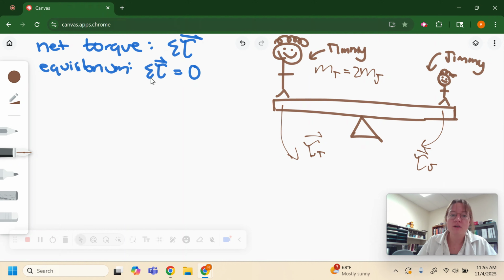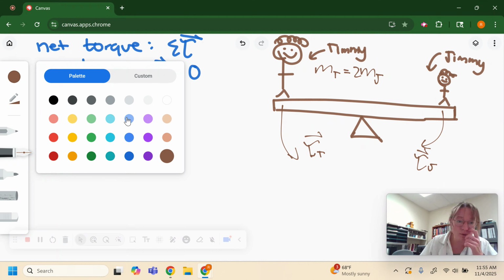Now, you have noticed that we have been writing torque with these vector hats here. And there's a reason for that, because torque does in fact have direction. When we talk about the direction of torque, we traditionally say that a positive torque is counterclockwise and that a negative torque is clockwise. Let me show you why we say that here.